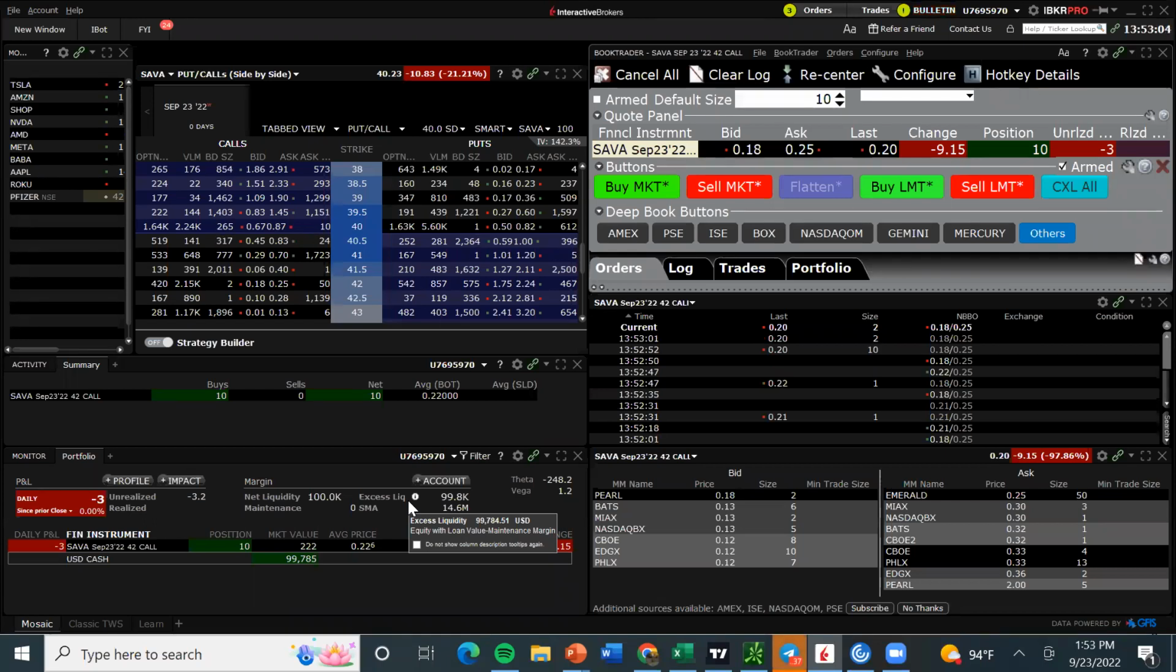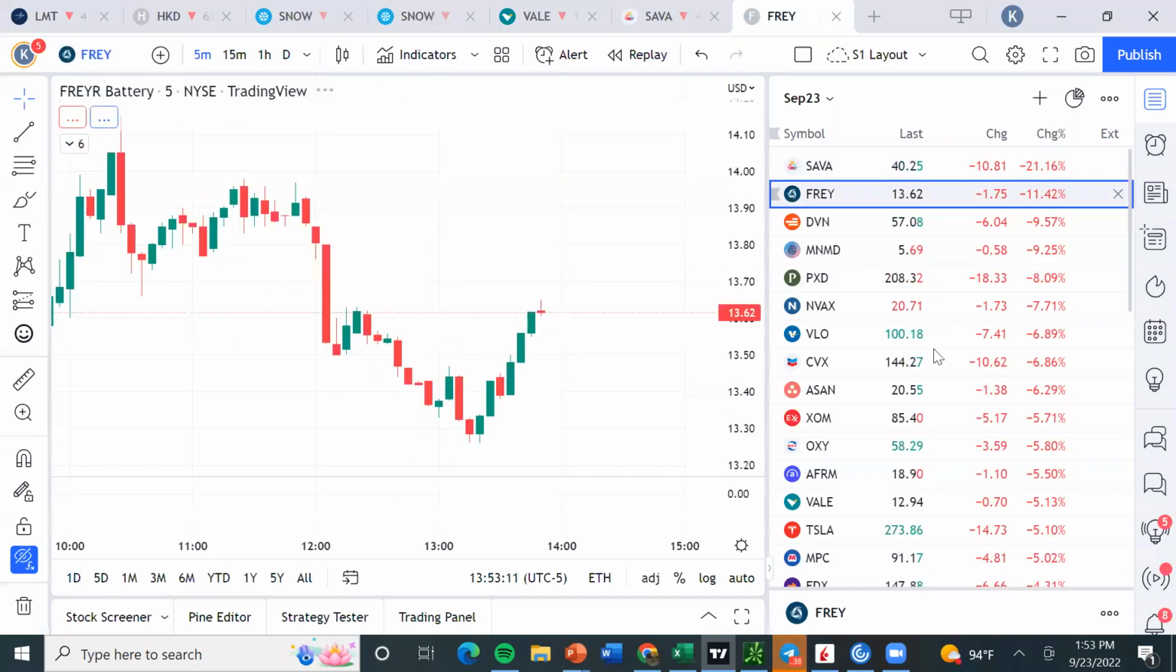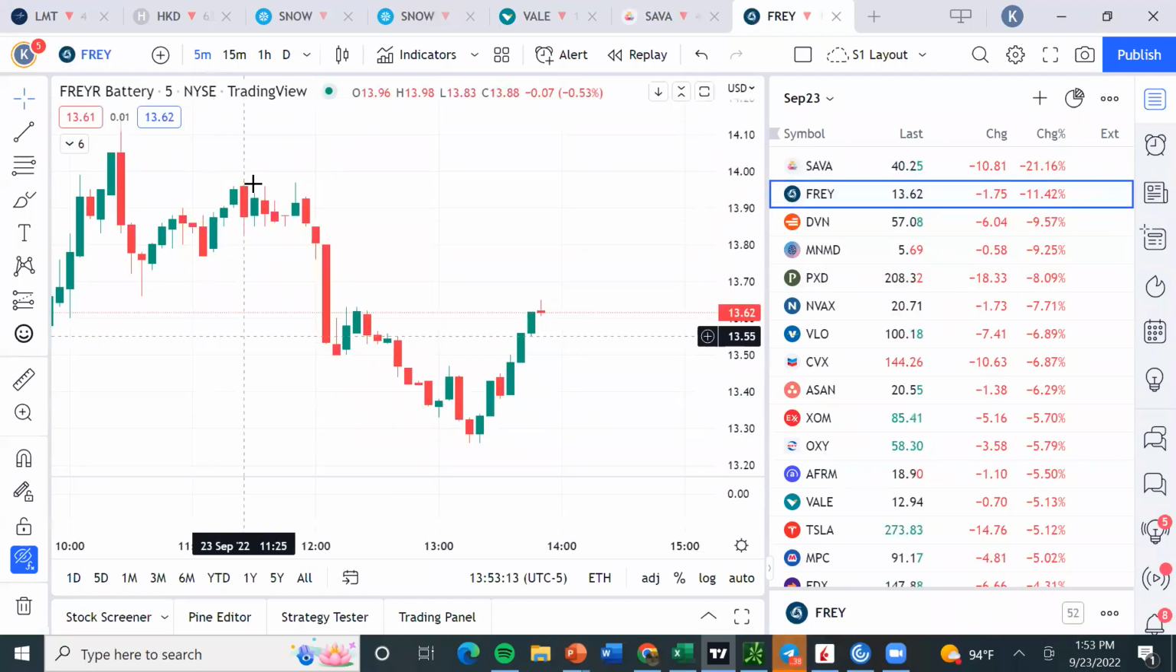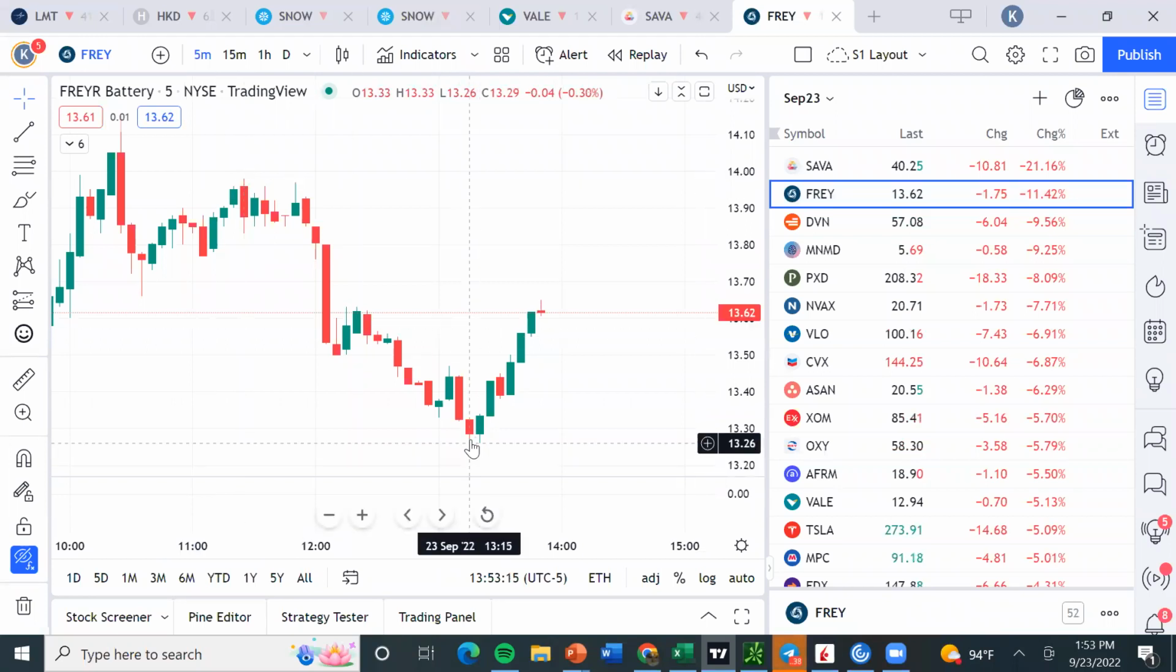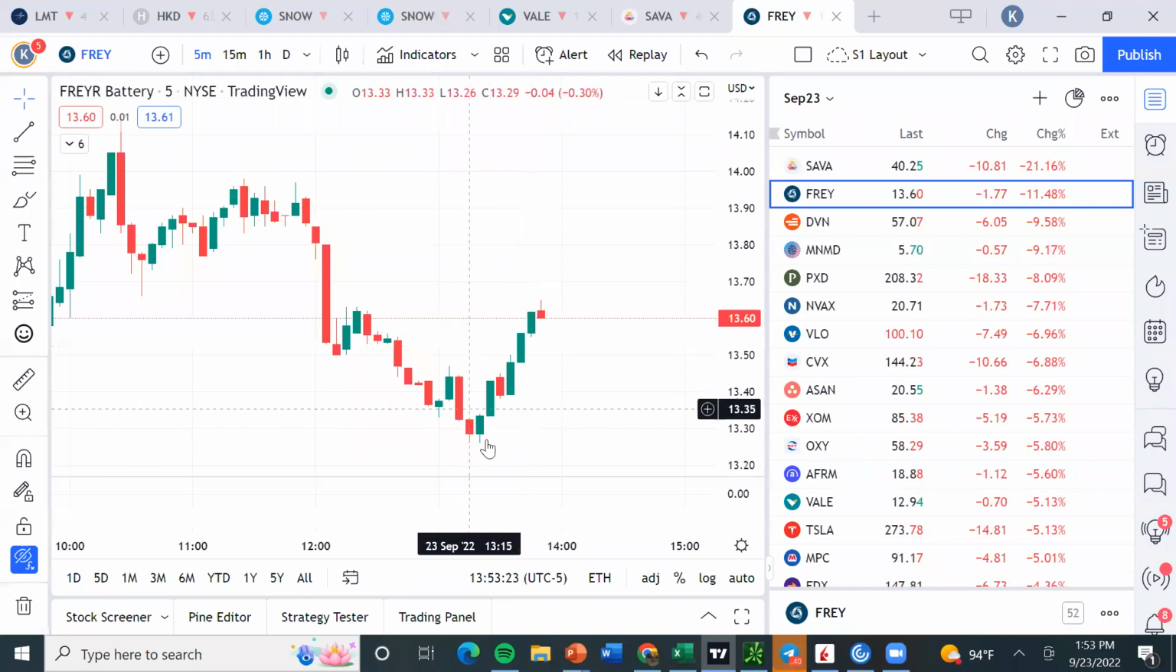So FREY is also looking good. Again, as I mentioned, it was oversold. Yesterday it was over $15 or $16. It got oversold, now it started moving up. As the SPY started moving up, this also started moving up. I was busy talking, otherwise we would have taken this and it would have already given 20-25%.